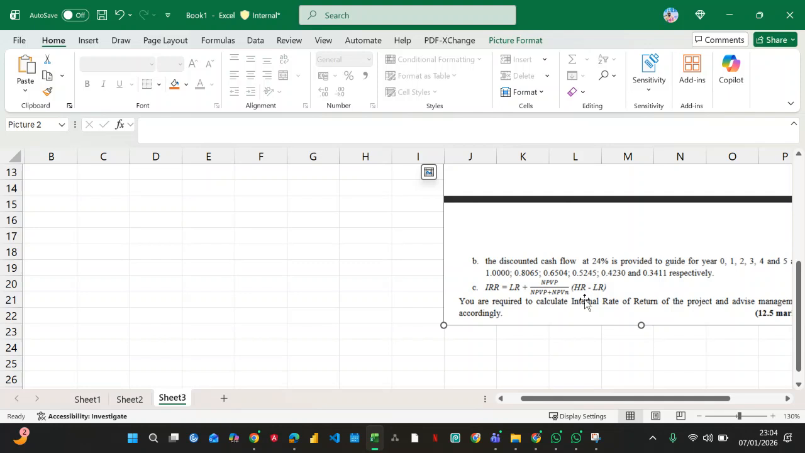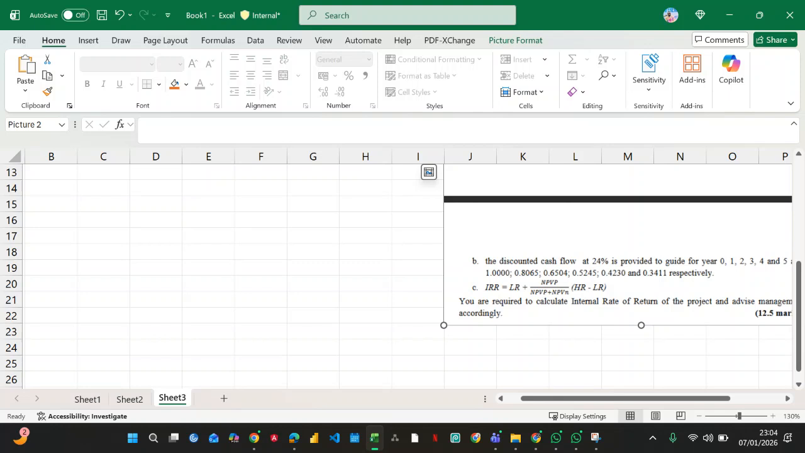No, I thought it's 24%. The higher rate is 24%. Okay, I heard you saying 24. The lower rate is what? The lower rate is 15%. The higher is 24%.